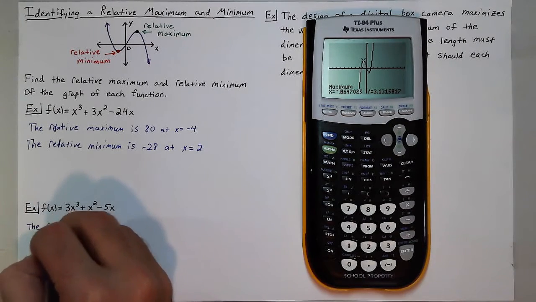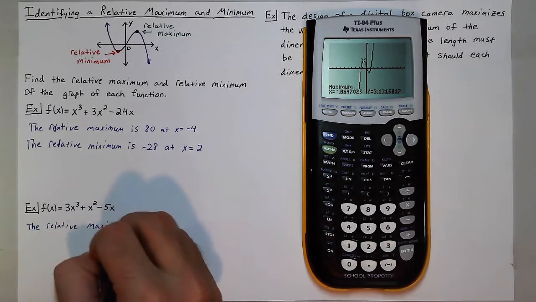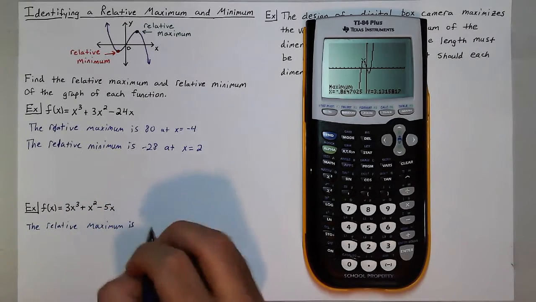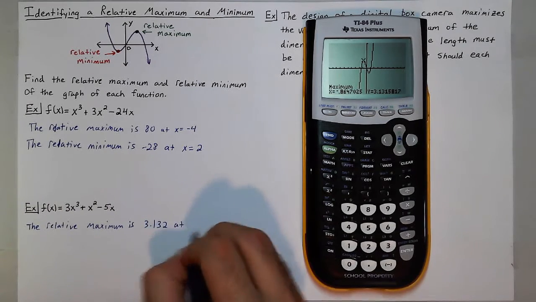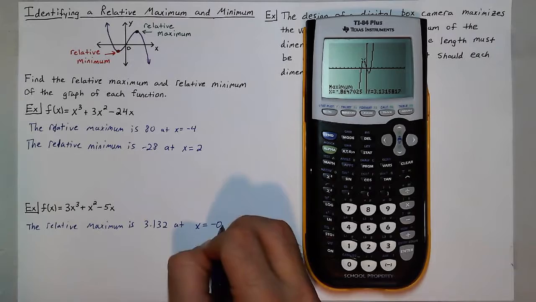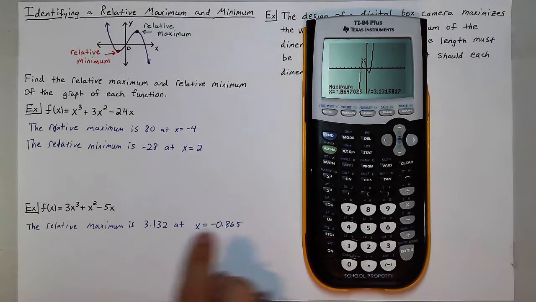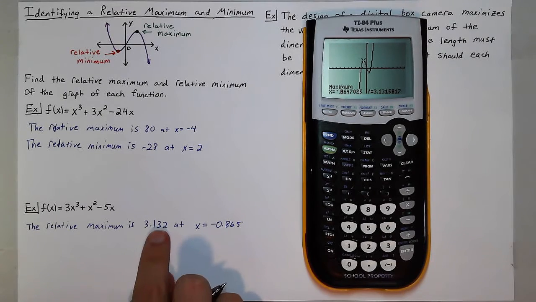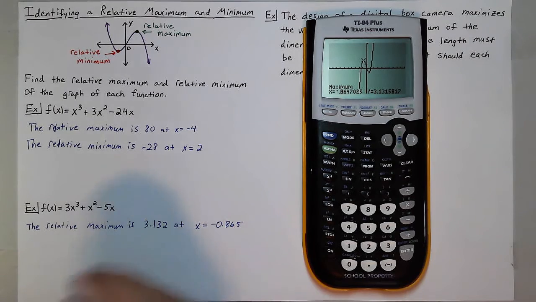So the relative maximum is 3.132 at x equals negative 0.865. Now you'll see here where the tables might not work out so well because it has these really long repeating decimals to really find that maximum.